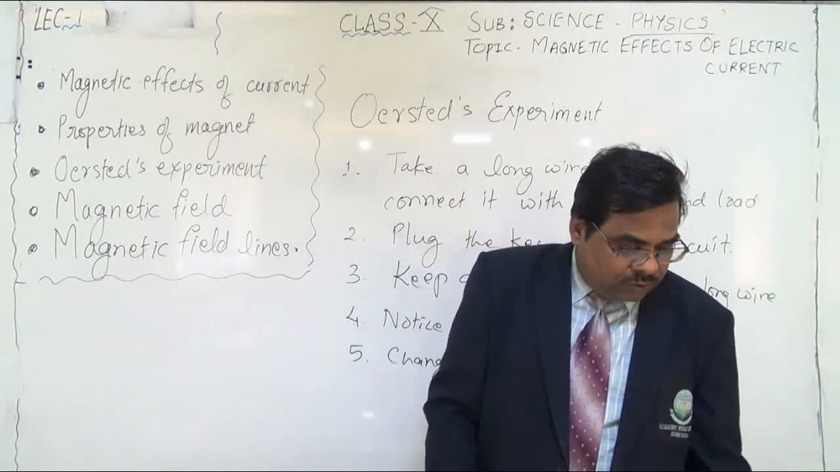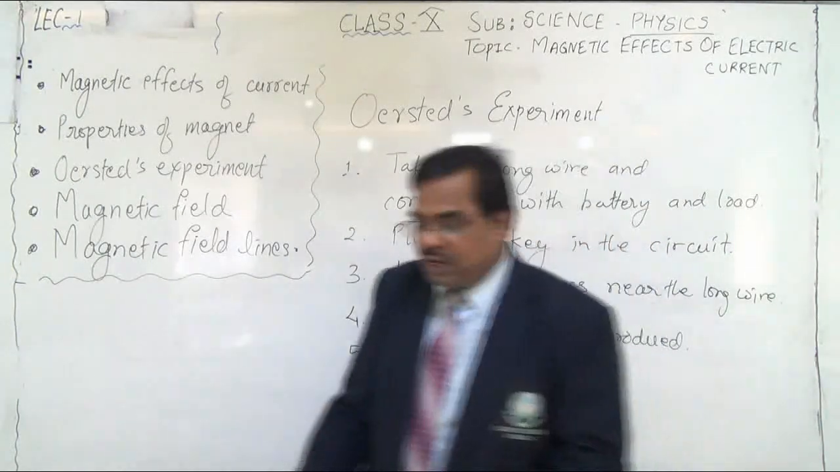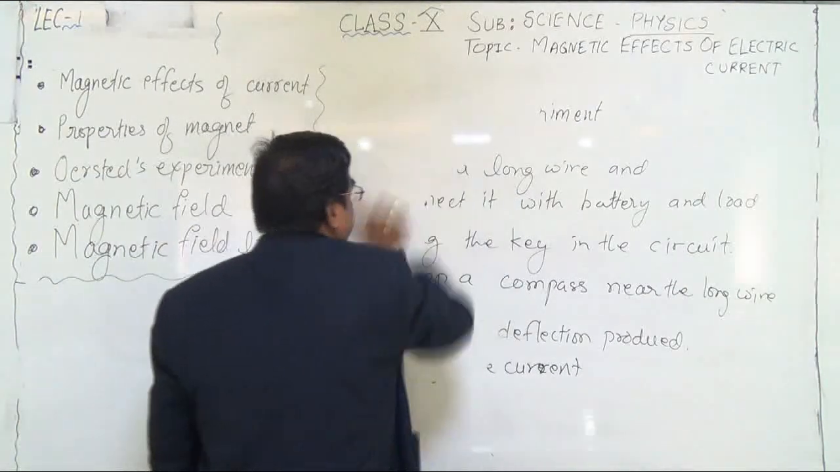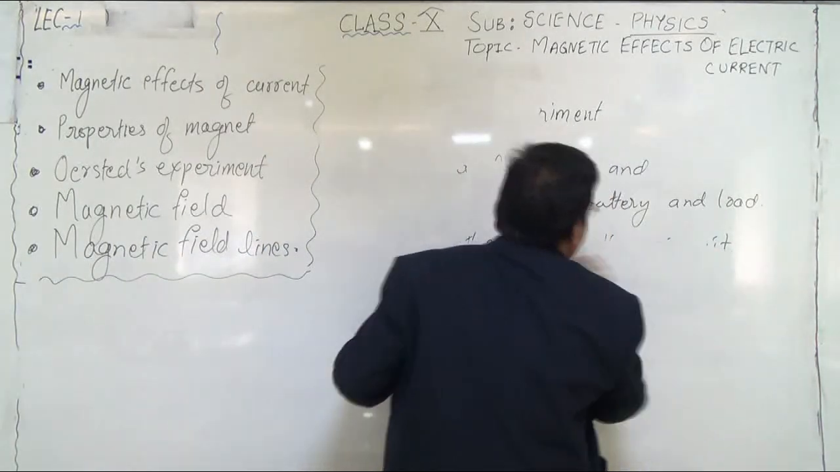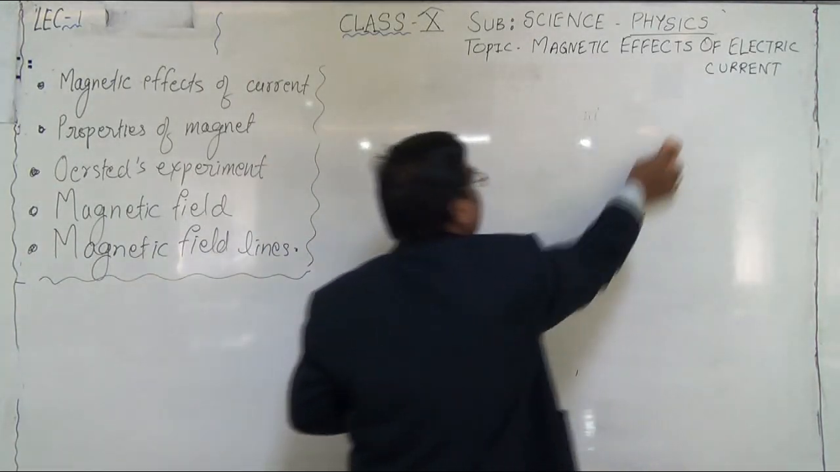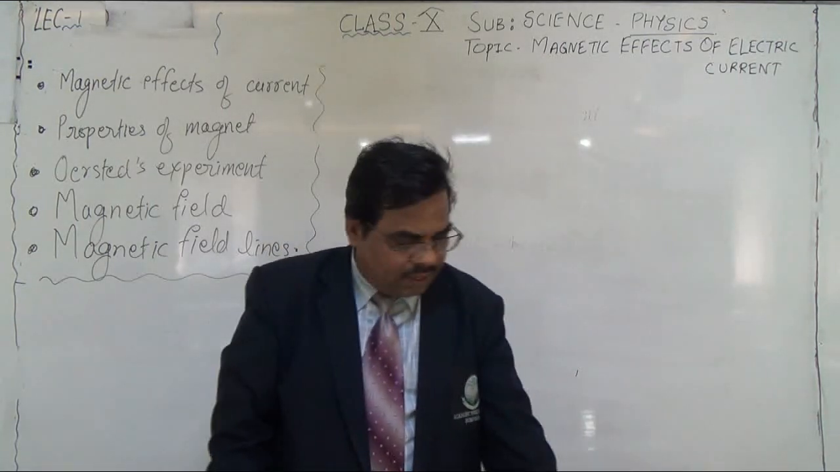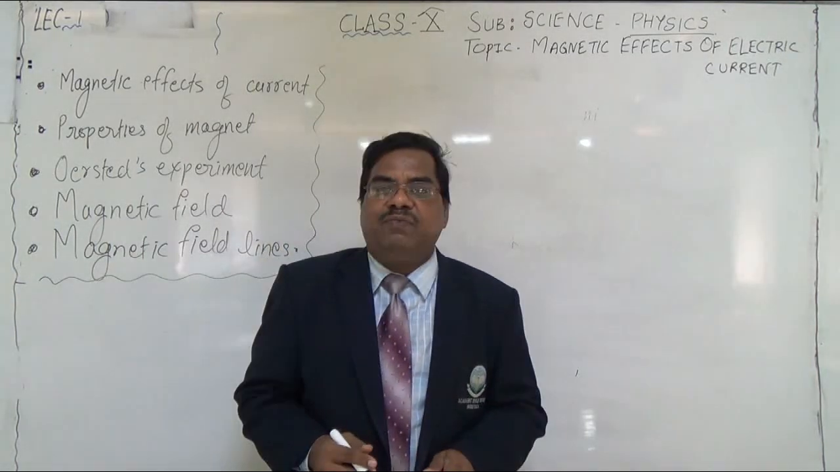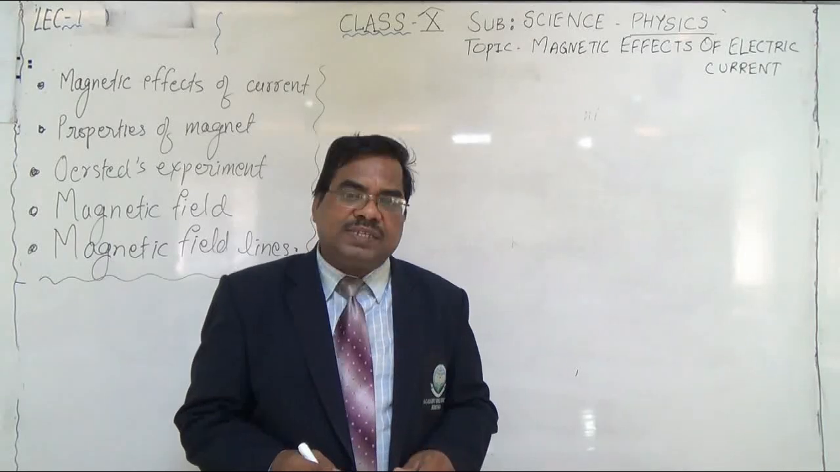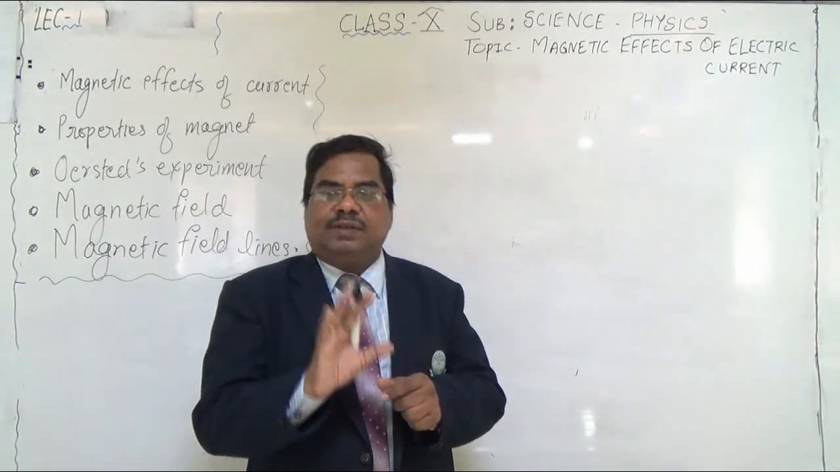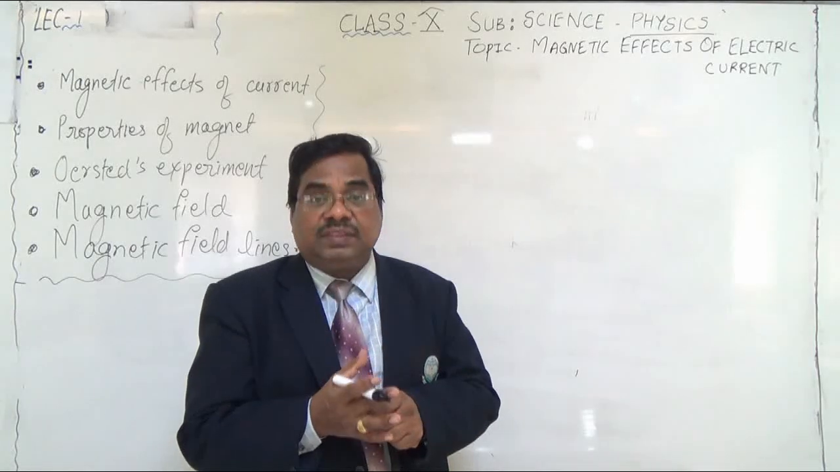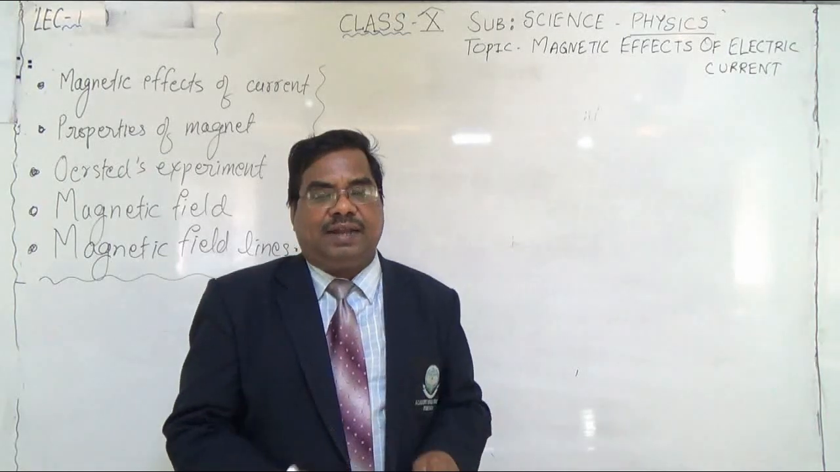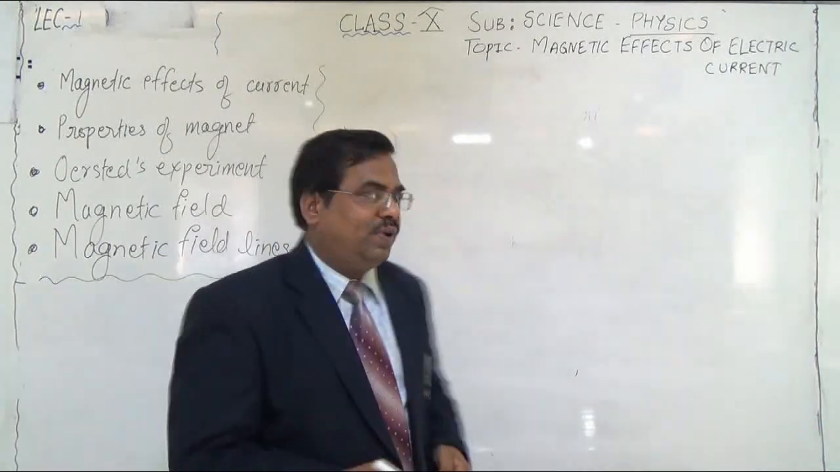Now we have to see what a magnetic field is. Every magnet has a region, and if any magnetic particle or a compass is kept near it, it shows some influence. That influence can be seen only in a limited region, and that region is called magnetic field.